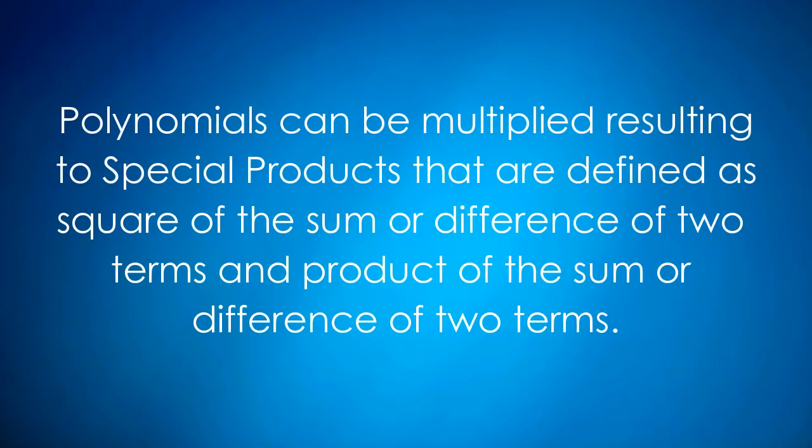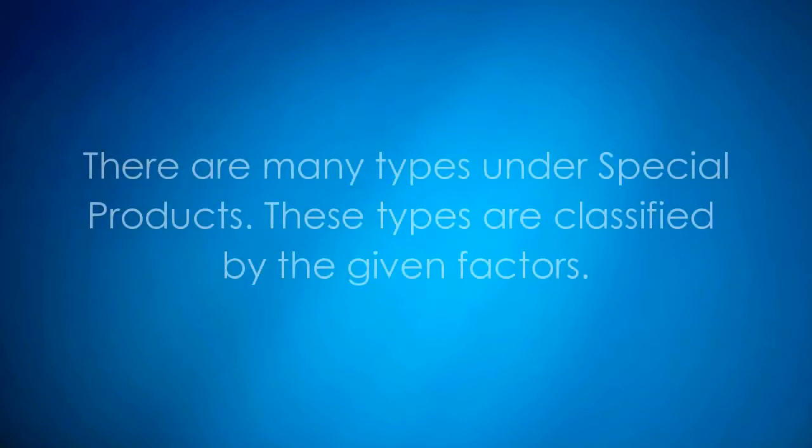Polynomials can be multiplied, resulting in special products that are defined as square of the sum or difference of two terms and product of the sum or difference of two terms. There are many types under special products. These types are classified by the given factors.